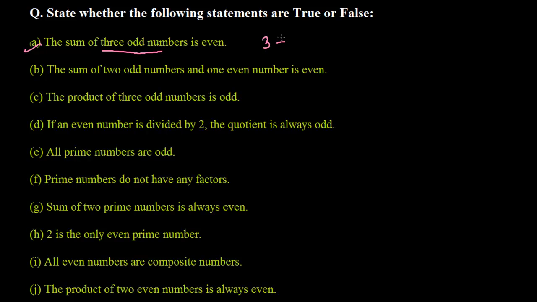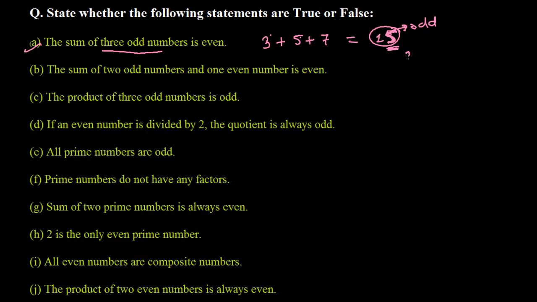Suppose 3 and then 5 and 7. So 3 plus 5, how much is that? 3 plus 5 is 8 and 8 plus 7 is 15. So I'm going to get 15. And now what is this 15? 15 ends with 5 and 5 is an odd digit. So it means this whole is an odd number. Right? Let's take one more example.